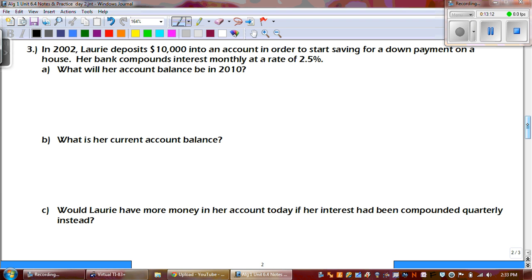Let's look at number 3. In 2002, Lord deposited $10,000 into an account in order to start saving money for a down payment on her house. Her bank compounds the interest monthly at a rate of 2.5%. Okay, so I want to see if you guys can set this one up all by yourself. So go ahead and pause the video, and good luck.